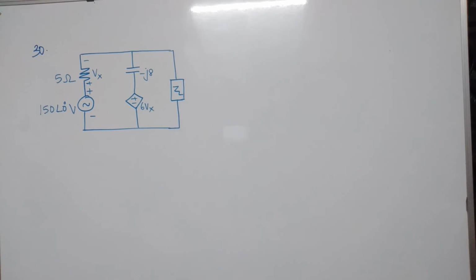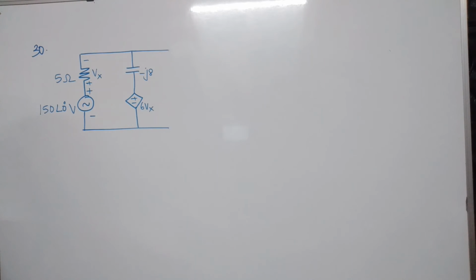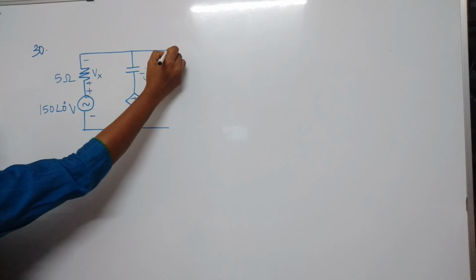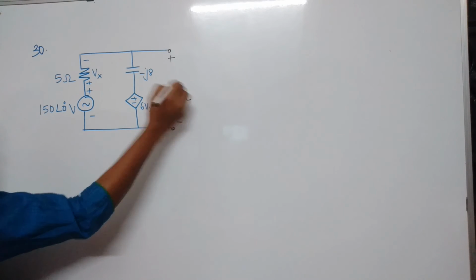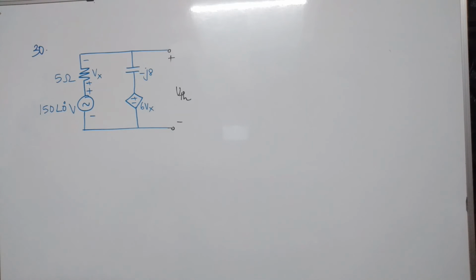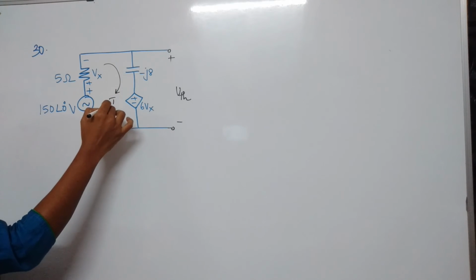Next question, find out maximum power transfer to ZL. So again we need to find out VTH and ZTH. First we'll find out VTH: just remove the load, replace it by open circuit and find out the voltage across this open circuited terminal. Either you can apply node or let's find out the current flowing through this.